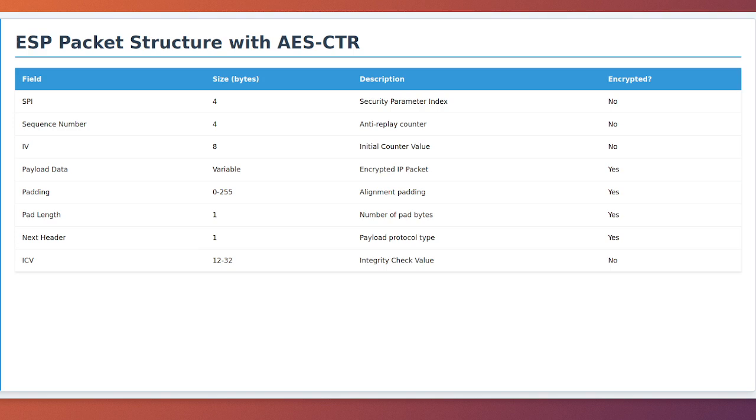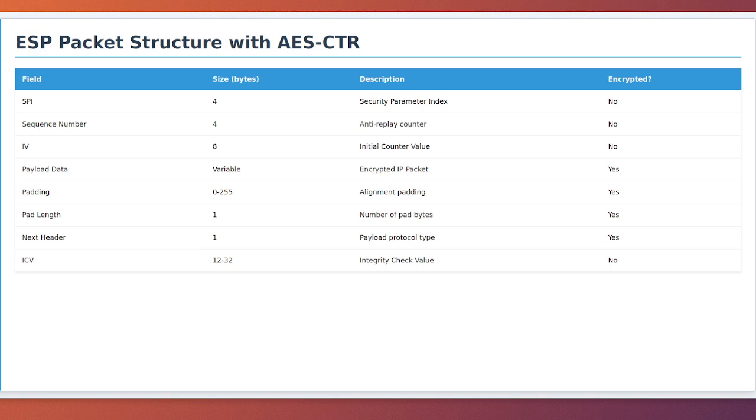Next comes the initialization vector, or IV, which in AES-CTR mode is actually the initial counter value. For ESP with AES-CTR, this is typically 8 bytes long and consists of a 4-byte nonce followed by a 4-byte block counter initialized to 1. The nonce is usually derived from the SPI and sequence number to ensure uniqueness across all packets in the SA. This IV is transmitted in clear text because the security of CTR mode doesn't depend on keeping the counter secret, only on ensuring it's never reused with the same key.